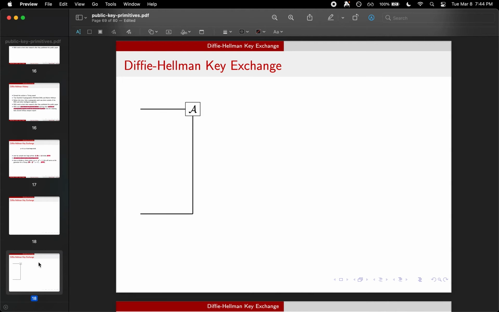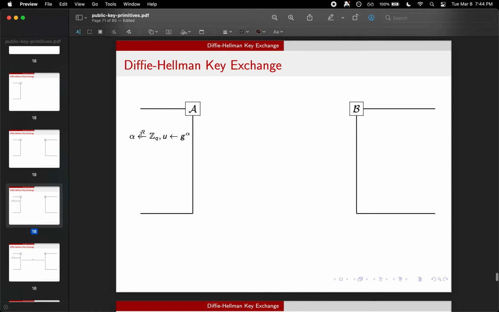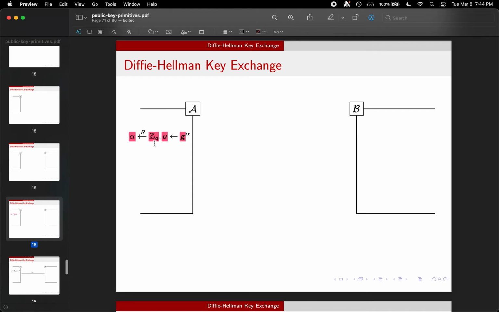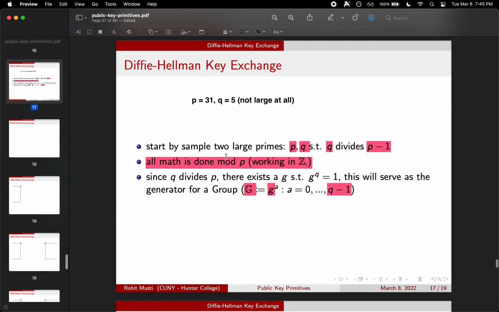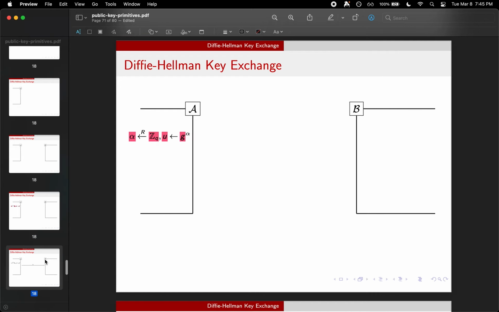So how does the key exchange work? We have our Alice and our Bob. Alice samples an alpha and a U, where U equals G to the alpha, and alpha is sampled from Z_Q. If we go back, the Q and the G being referenced here are this Q right here and this little g right here. So we have the secret U, and then Alice sends that U to Bob. So Alice texts Bob the message U, or says the bit representation of U over the phone to Bob.